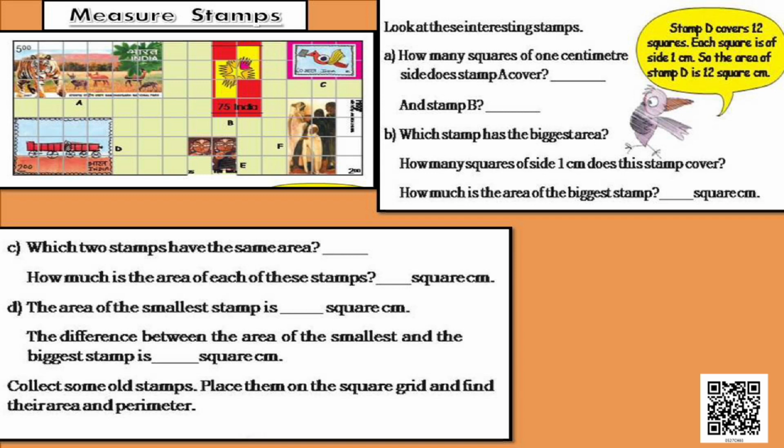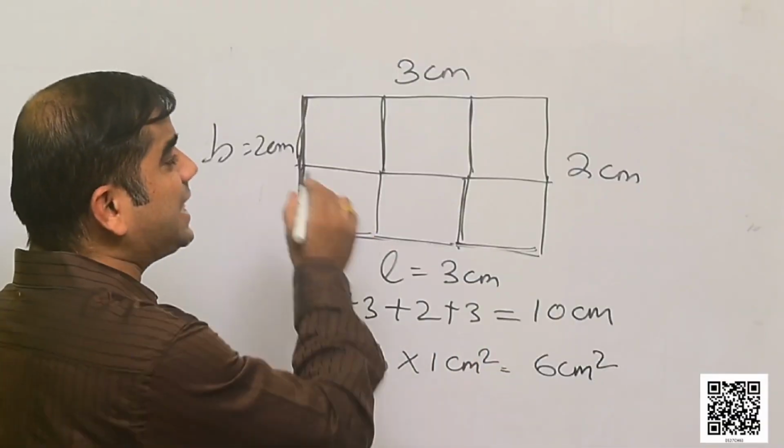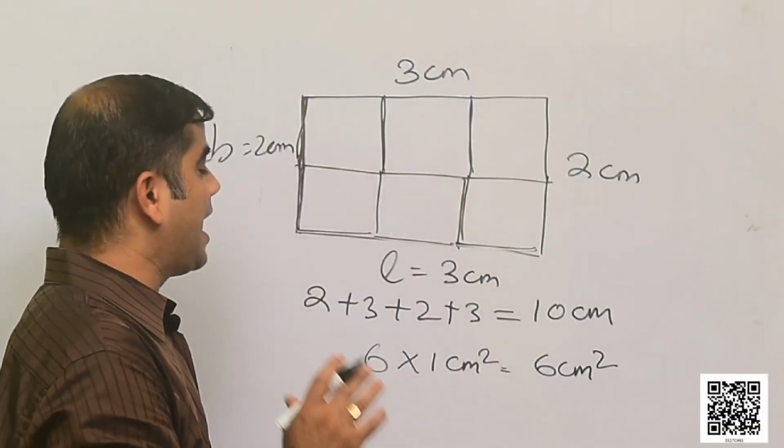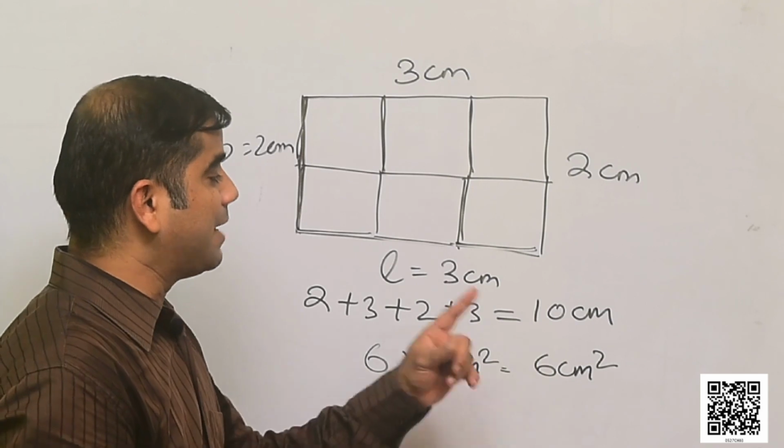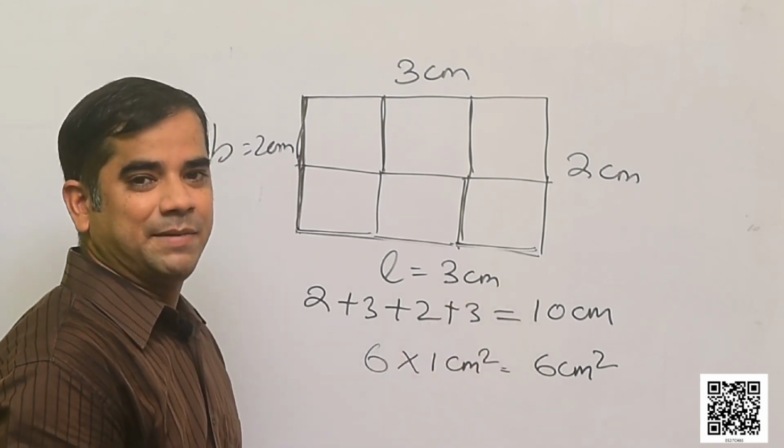So what's the area? As I have already told you, each square is of 1 centimeter side. So what is the area? 1 centimeter square. How many squares are there? 6 squares. So what should be the area of this rectangle? 6 into 1 centimeter square, that is 6 centimeter square. So this rectangle is having area of 6 centimeter square and perimeter of 10 centimeter. Okay? So let's go to the questions given in your book.